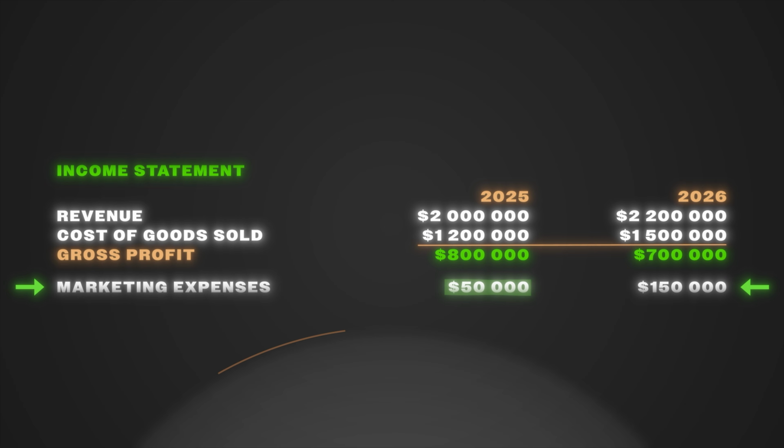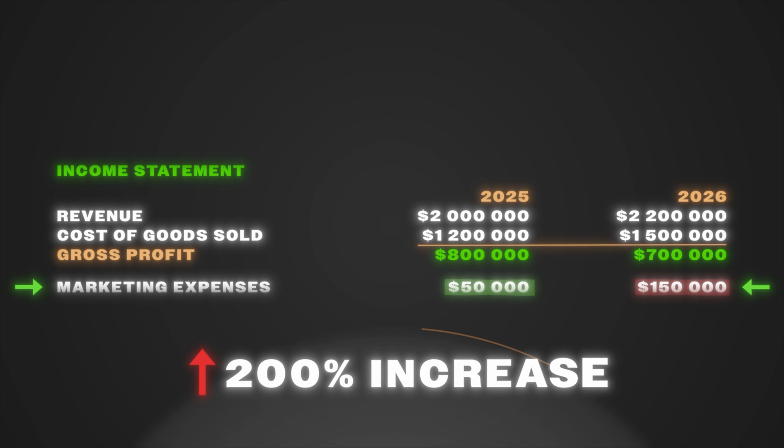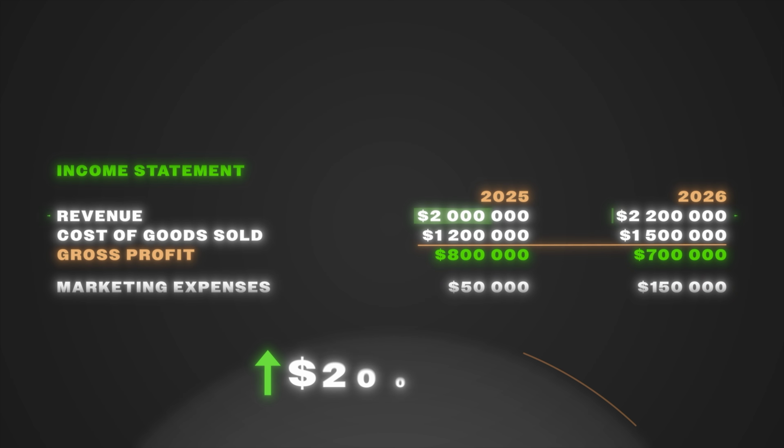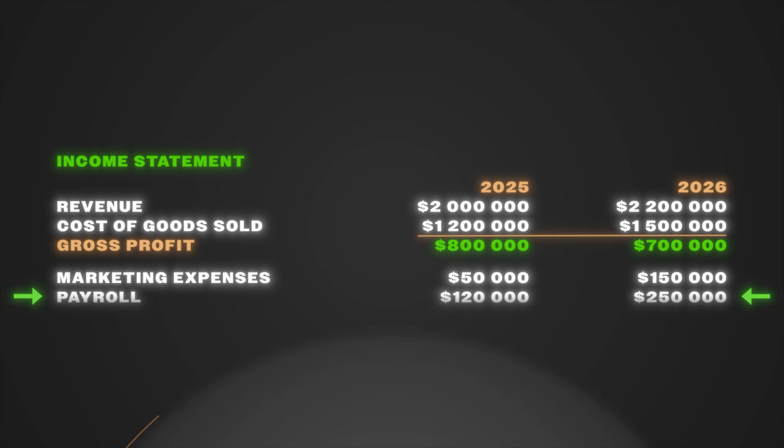They went from $50,000 to $150,000. That's a 200% increase. But revenue only grew by $200,000. In most cases, your return on marketing should be much higher than just 2 times revenue increase. And that was another red flag. Joe's payroll also jumped from $120,000 to $250,000, more than doubled. Did he hire more people or raised salaries aggressively?